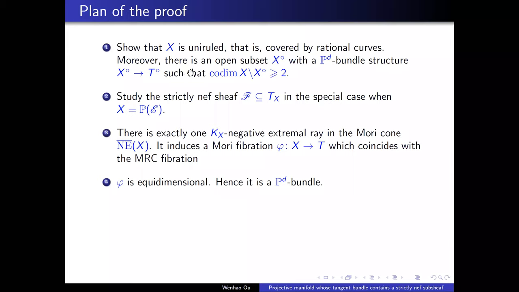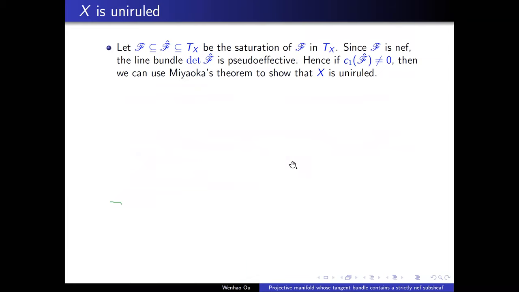So I will explain step by step of the proof. So let me first prove the first step. So X is uniruled. Recall a classic theorem of Miyaoka in 1986. He says that if you have a subsheaf of the tangent bundle T_X whose determinant is pseudo-effective and not equal to zero, then the variety is uniruled. And later by the famous BDPP, this is indeed an equivalent condition.